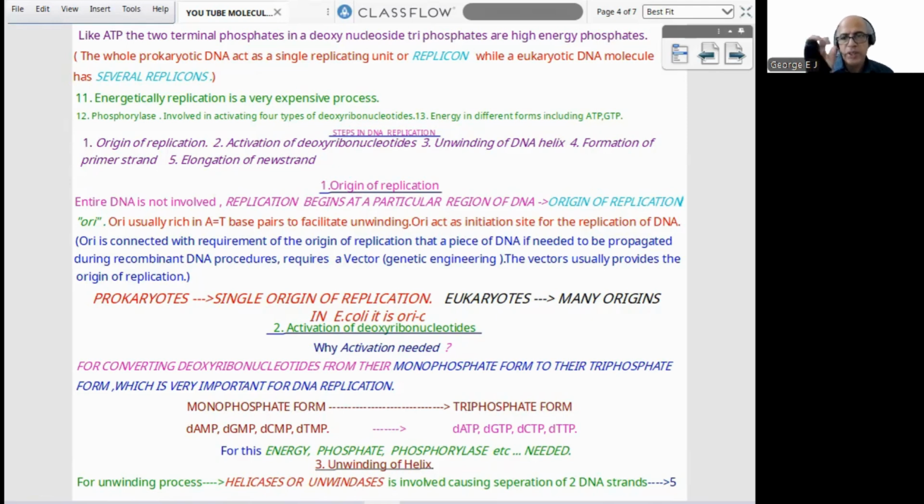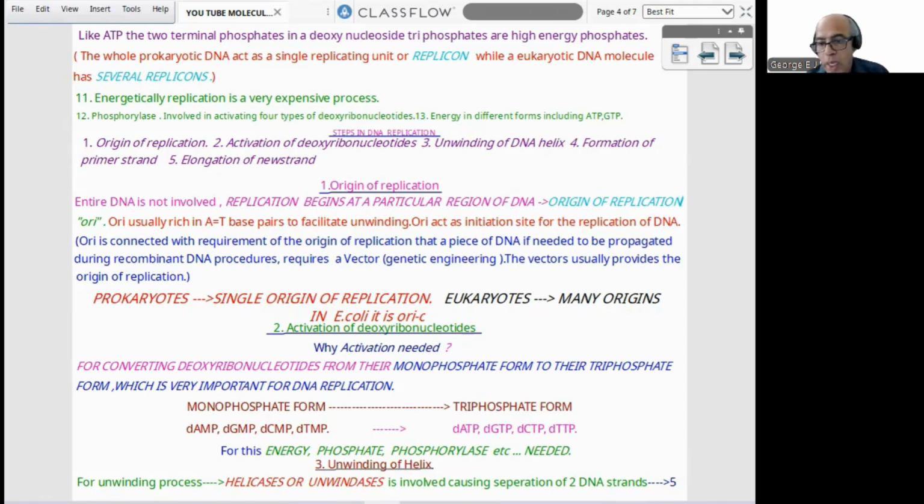Connected with NCERT, again, there is a famous statement. ORI is connected with the requirement of the origin of replication that a piece of DNA, if it needs to be propagated during recombinant DNA procedures, requires a vector. Vector here means genetic engineering site. Vector usually provides the origin of replication. Now, in prokaryote, there will be a single ORI, important. In eukaryote, there will be many ORI. And in E. coli, it is referred to as ORI-C. These 3 points are important.